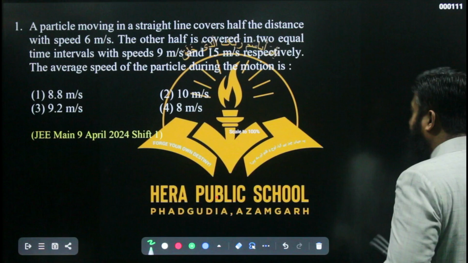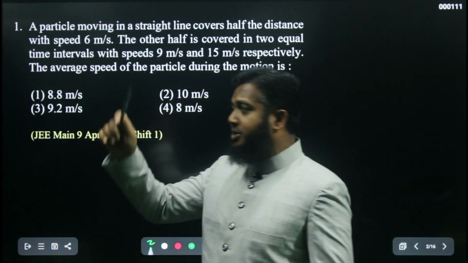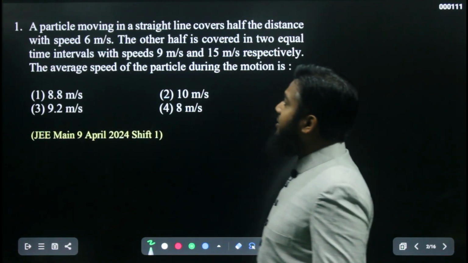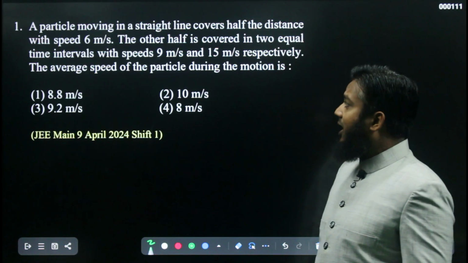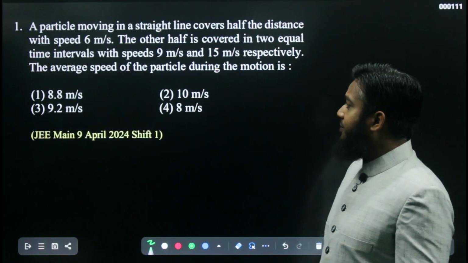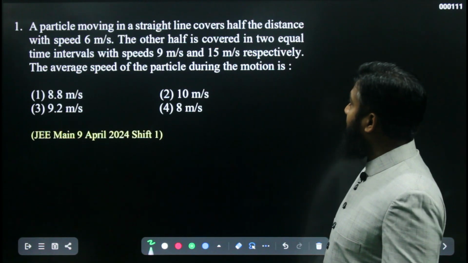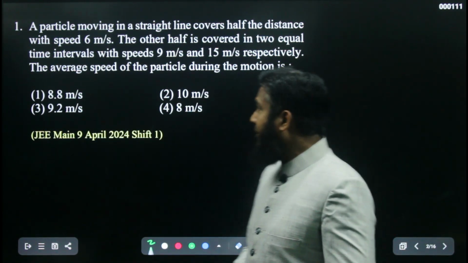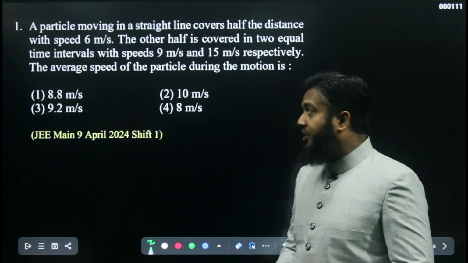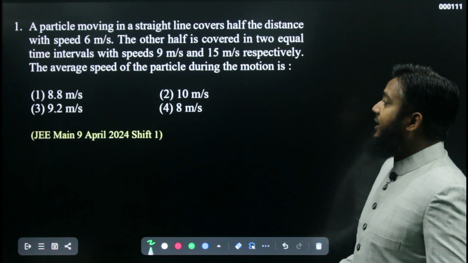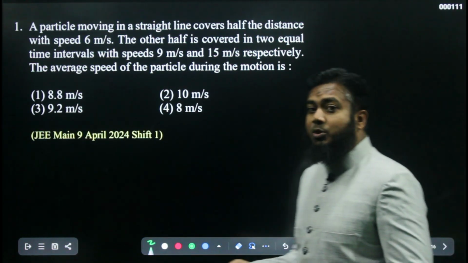Okay, so this is our first question today. It says a particle moving in a straight line covers half the distance with speed 6 meters per second. The other half is covered in two equal time intervals with speeds 9 meters per second and 15 meters per second respectively. The average speed of the particle during the motion is.